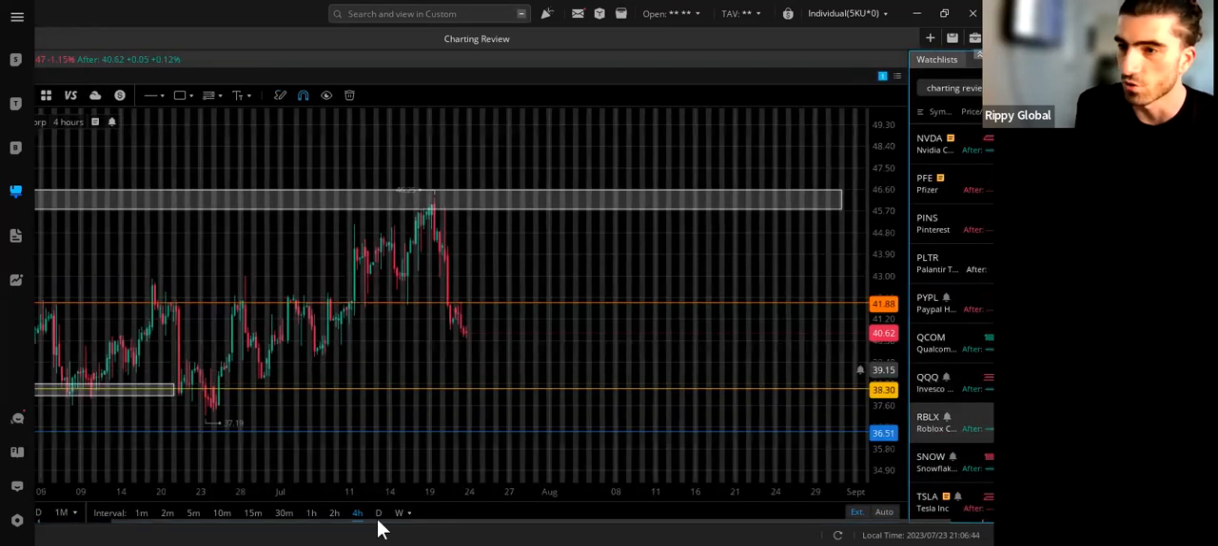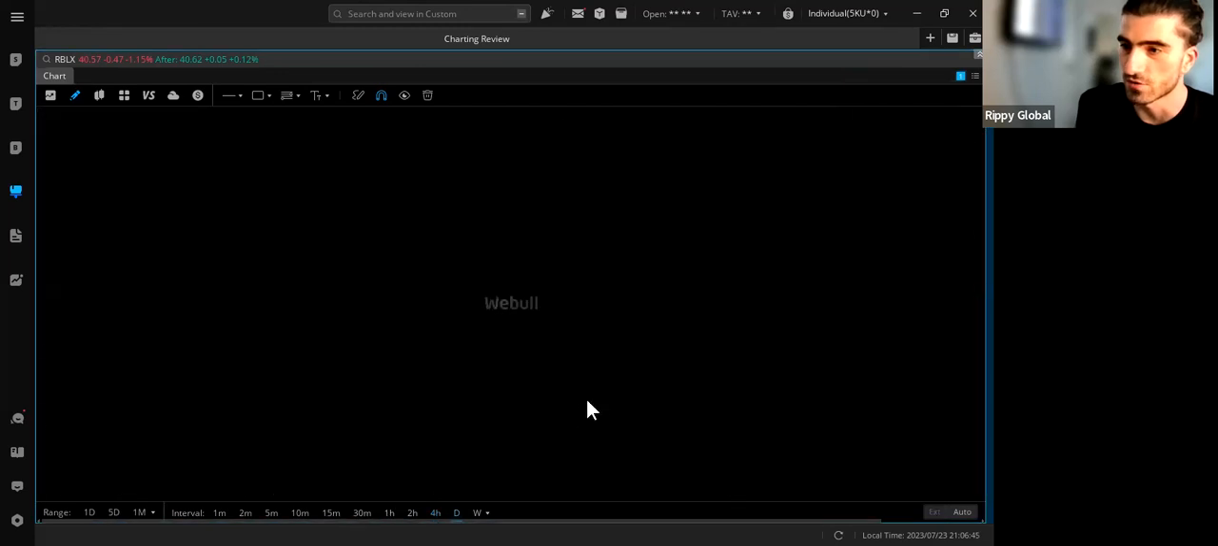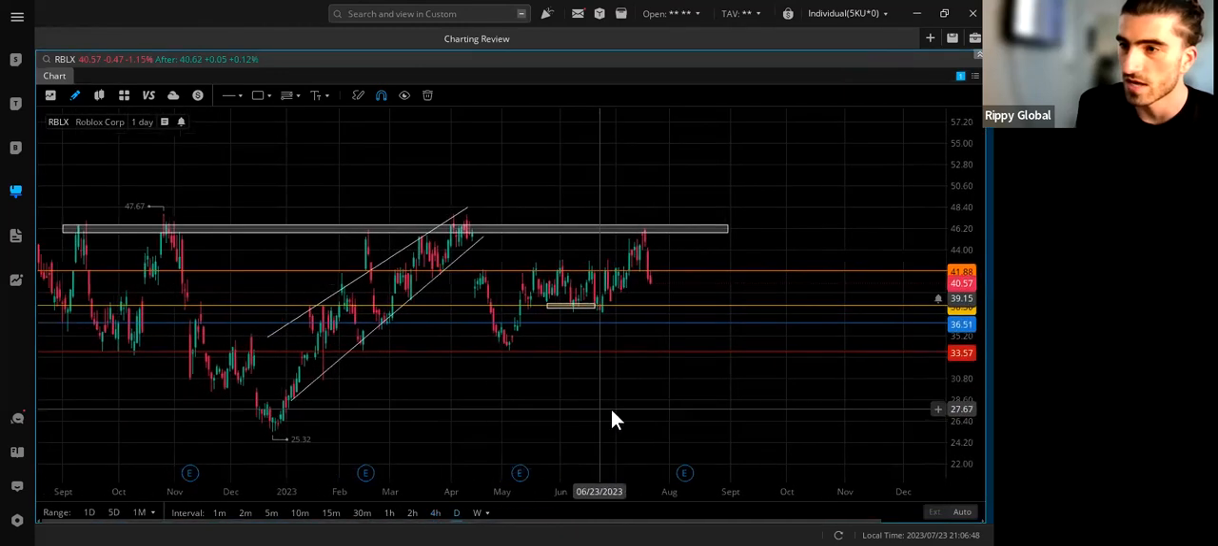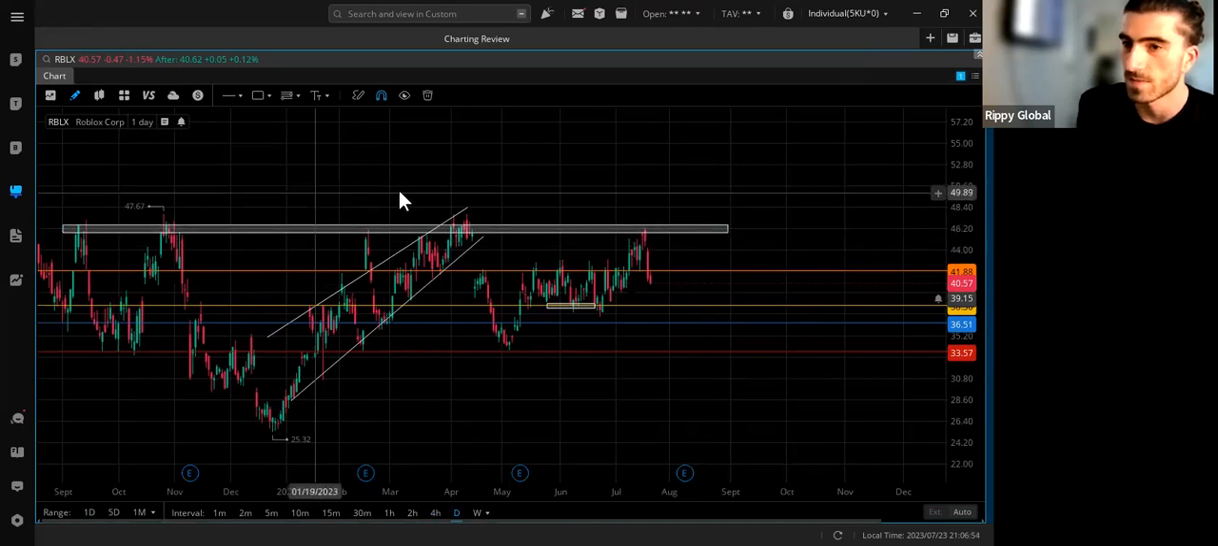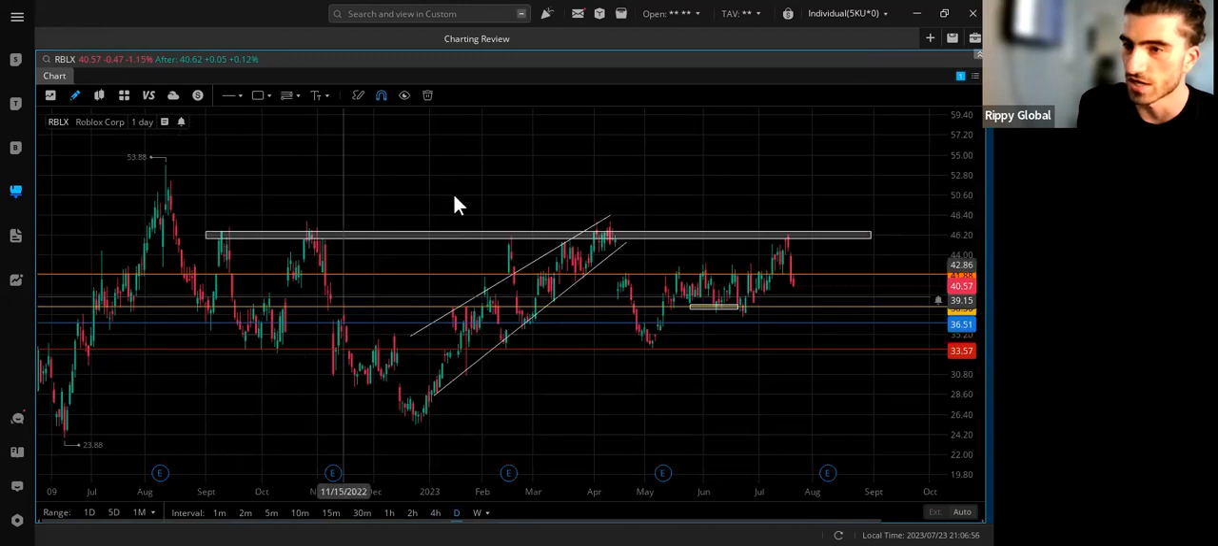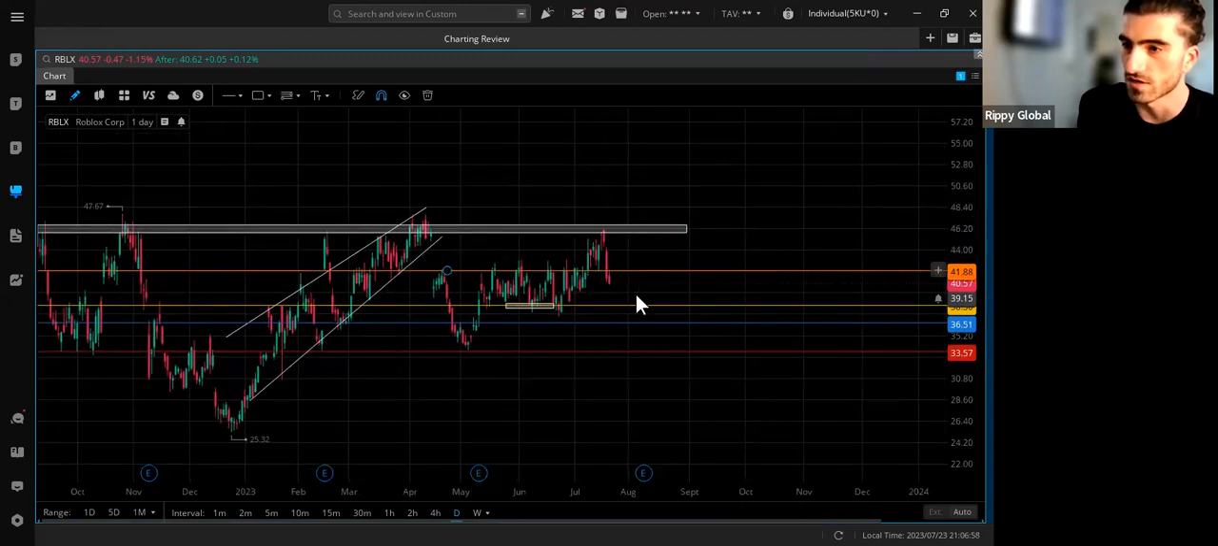So now we're going to be looking at Roblox. A lot of you know I've been telling you about Roblox for a while now, and we actually hit the gap fill to that $46 to $47 a share tap out. Every time we pull up to that level, we reject, and we tend to never hold underneath as well. So now Roblox is free falling.